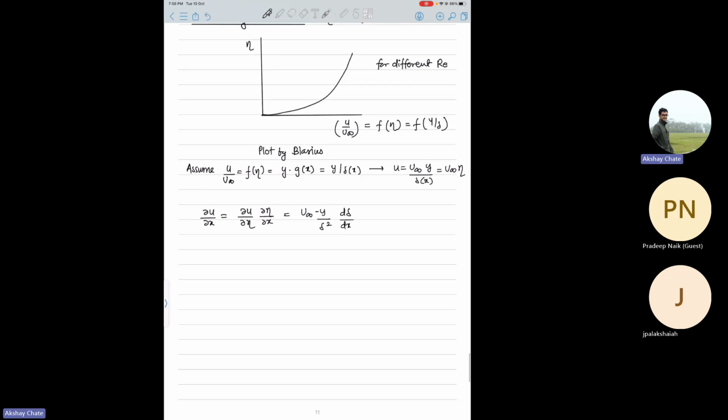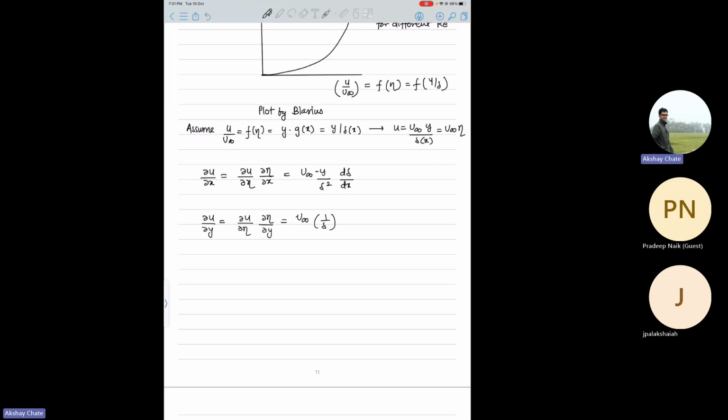Similarly, you change other parameters also, like del u by del y. Now del u by del y will become del u by del eta into del eta by del y. Del u by del eta will be u infinity again, and del eta by del y: eta is y by delta, so it will be only 1 by delta because y is the only parameter. And then you have, let's say, del square u by del y square. That will be del y of del u by del y, right?